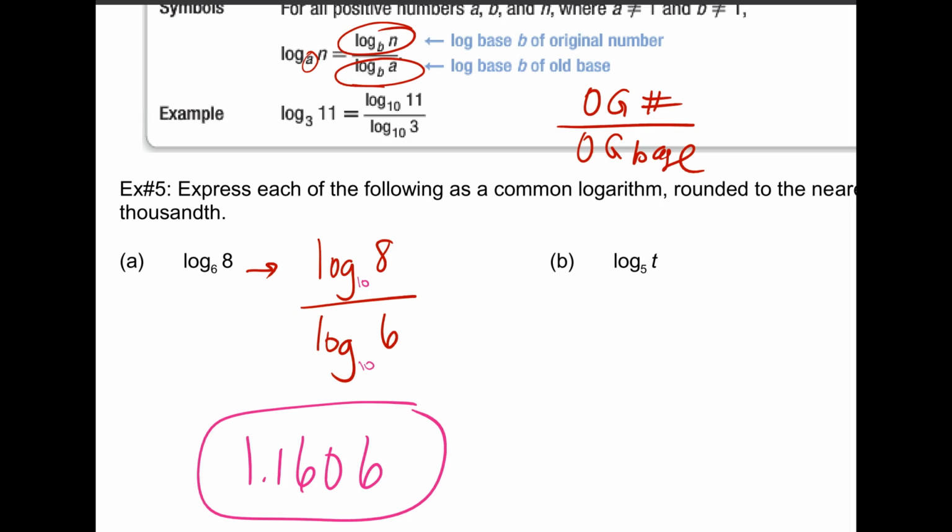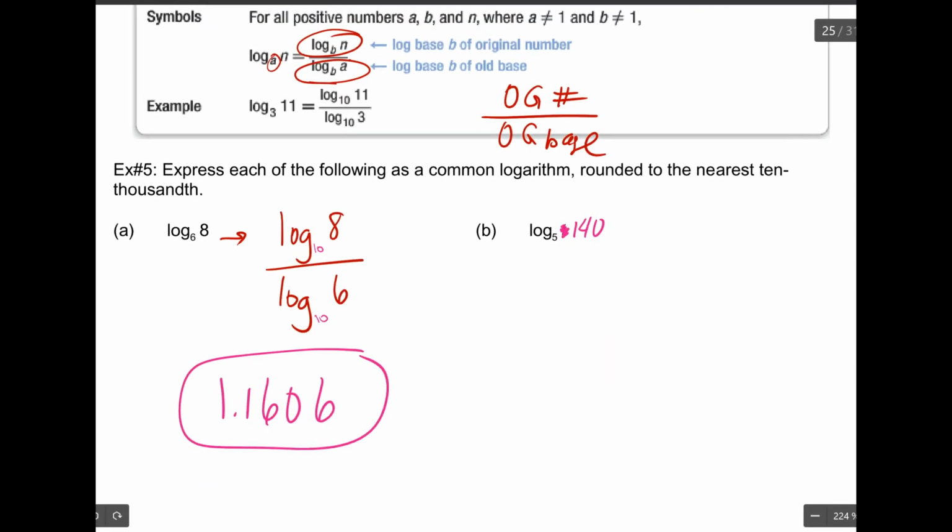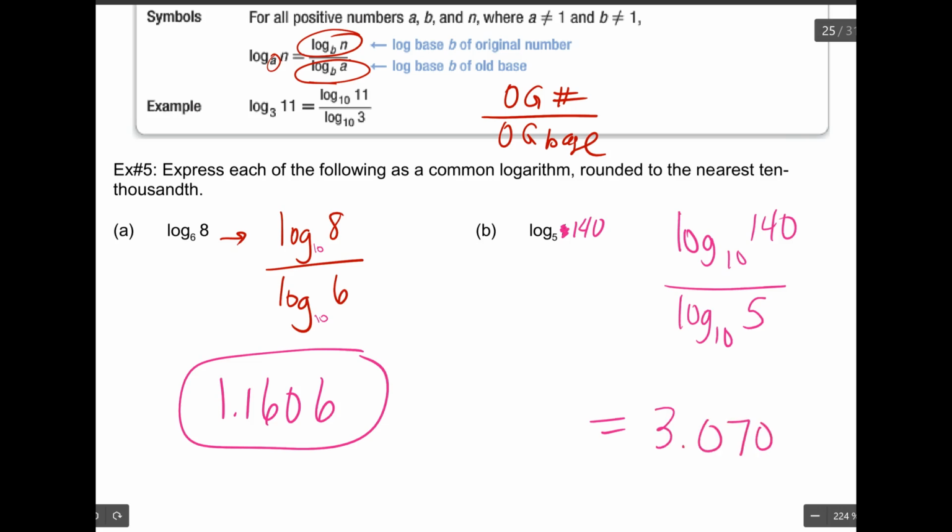Does it say T for you? Yeah. Let's make that be 140. I don't know why that happened. So we take log of the original number. So I have log base 10 of 140 over log base 10 of the old base, which was 5. Plug that into your calculator. Okay. That's fine. I'm gonna keep going though.